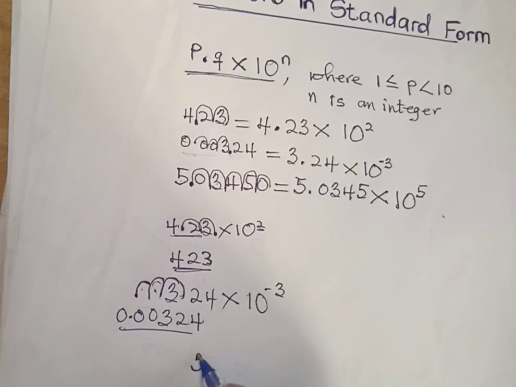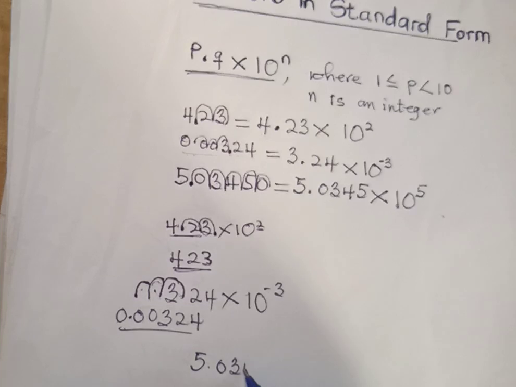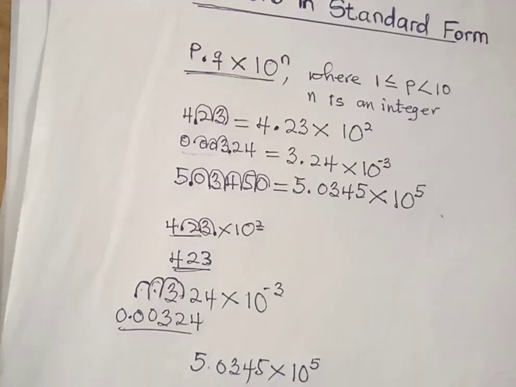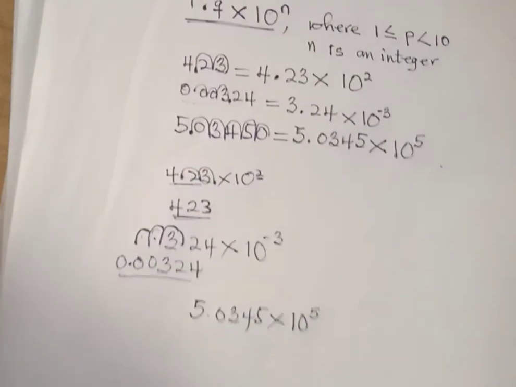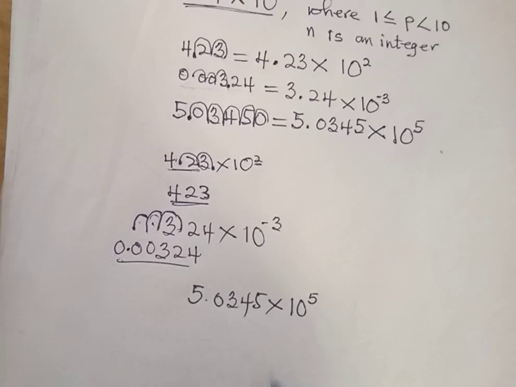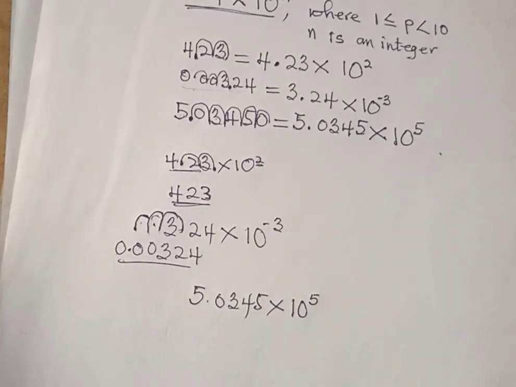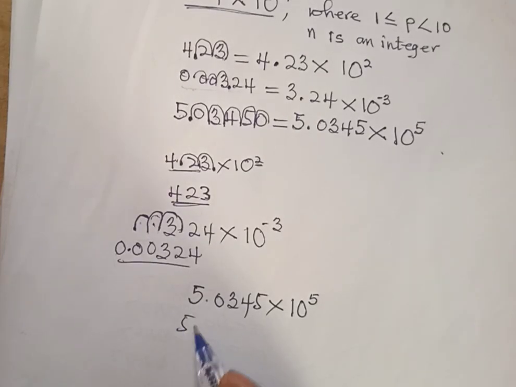So this is what we have. Good. So let's look at how we can change this to real numbers. This time, let's identify, is it positive? Yes, the n is positive. So it means you are going to move to which side? The right side. So we are going to count how many times? 5. Okay.